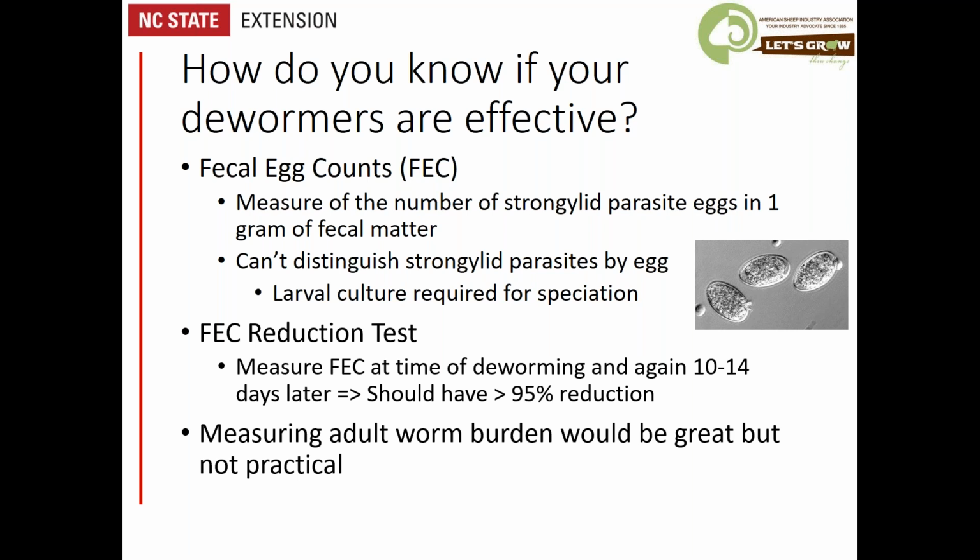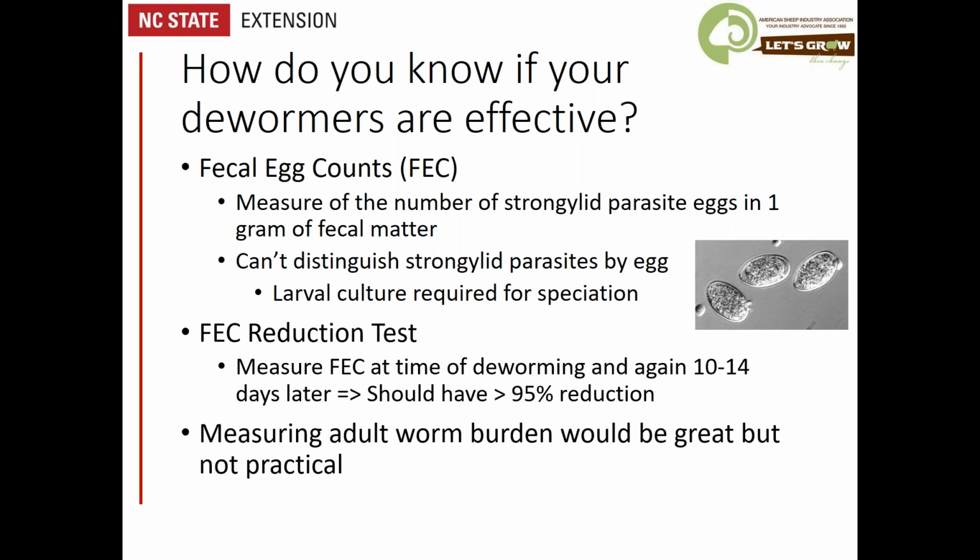Now, measuring adult worm burden would be great. It would be great to say, I applied that treatment, and this animal doesn't have any adult worms despite being exposed to infective larvae. Unfortunately, it's not very practical. The only way to measure the adult worm burden in an animal is to harvest that animal, remove the abomasum, and actually count the number of adult worms there. So it's kind of like carcass traits in that way. It's just not practical. We can't collect it on the live animal. And so we have to use alternatives.